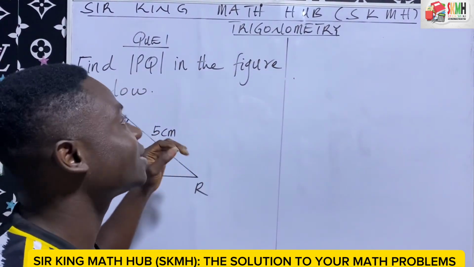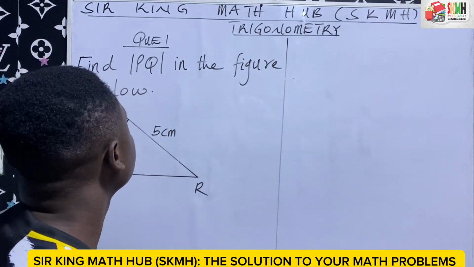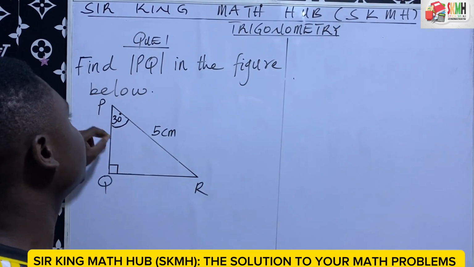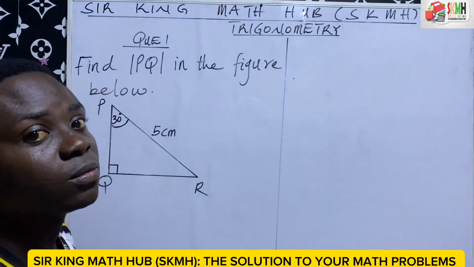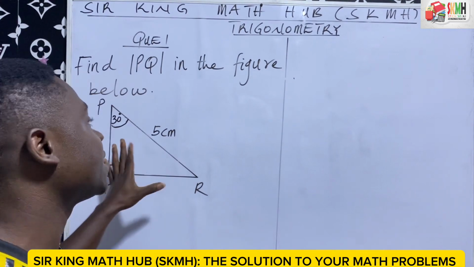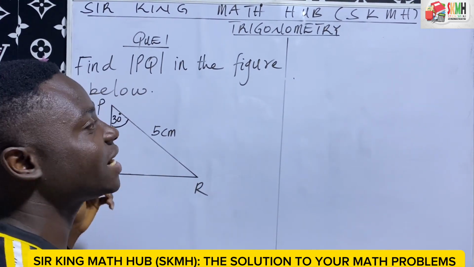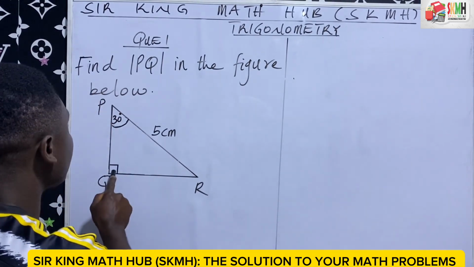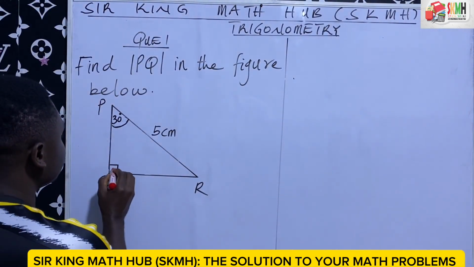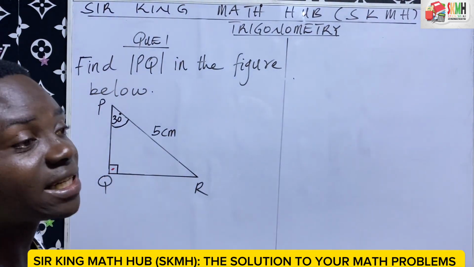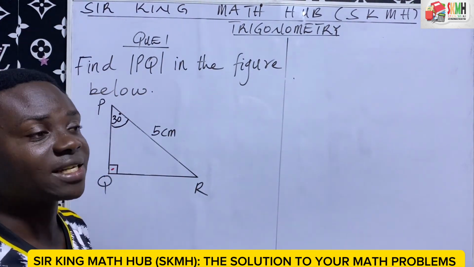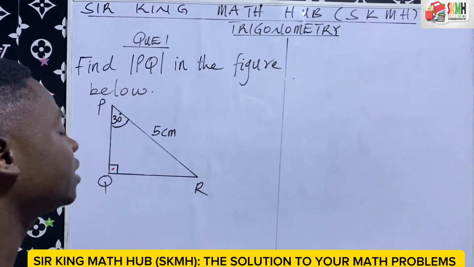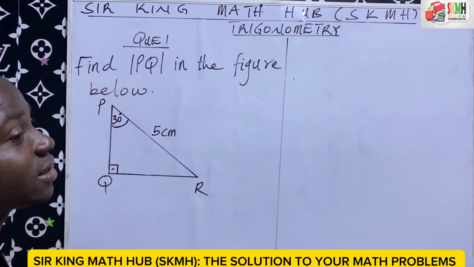So today we are looking at a question under trigonometry. We have to find the length of line PQ in the figure below. Clearly you could see that this is a triangle, and specifically it is a right angle triangle. Why is this triangle a right angle triangle? Because one of its interior angles measures 90 degrees. So that makes it a right angle triangle. It's a triangle which has one of its interior angles measuring 90 degrees.